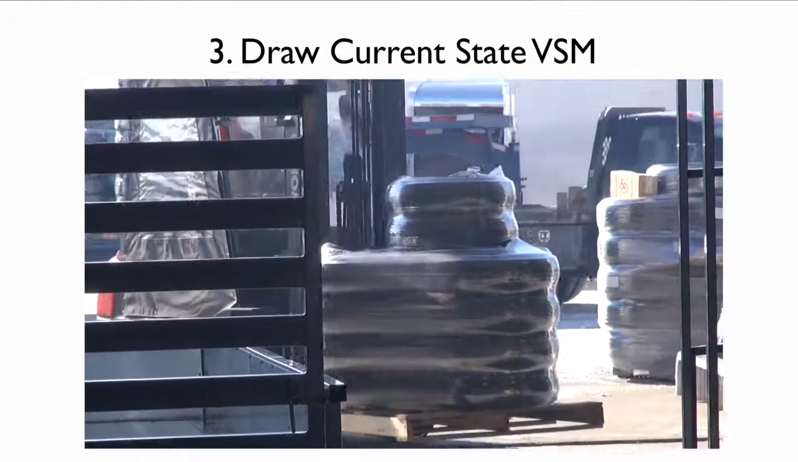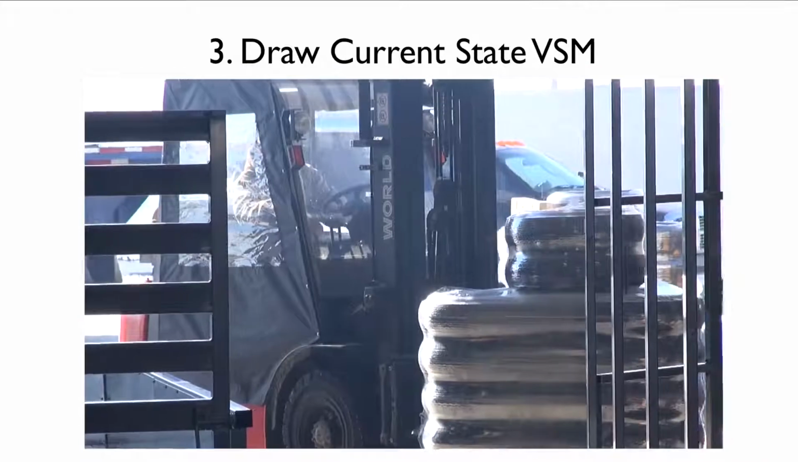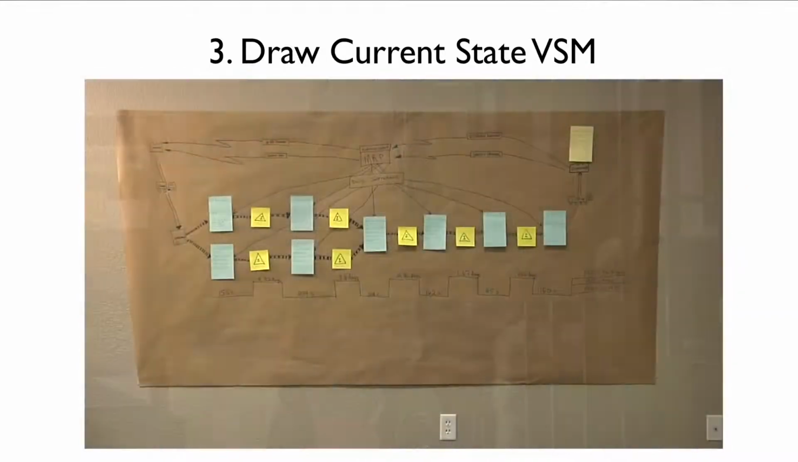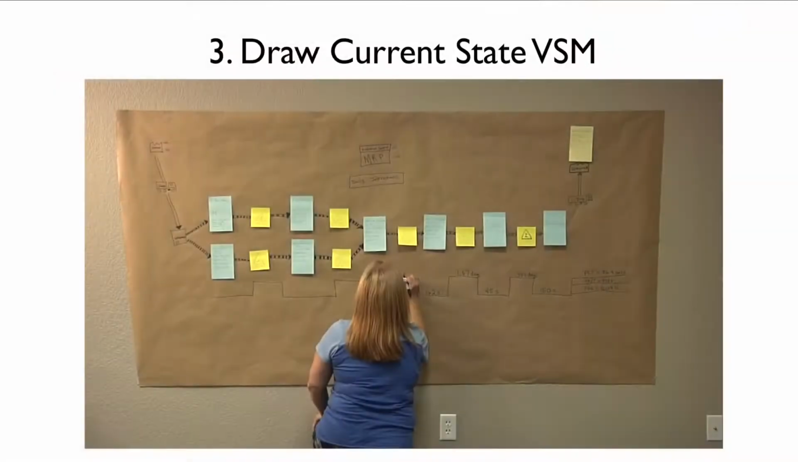Now we're ready to actually go to the Gemba, or the place the work is done, and create our current state value stream map. Now, if this is the first time that you've ever seen a value stream map, it can look a little intimidating. But rest assured, by the end of this course, you'll know exactly what all these boxes, triangles, and squiggly lines mean.